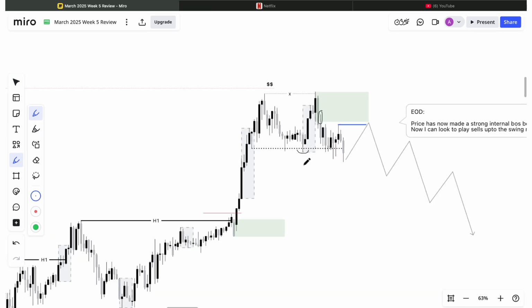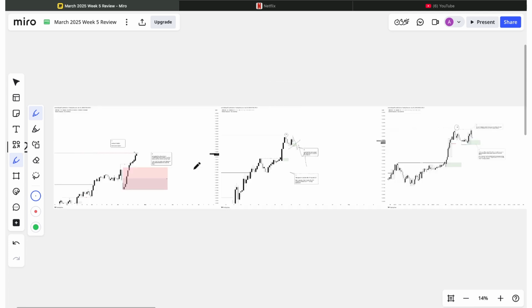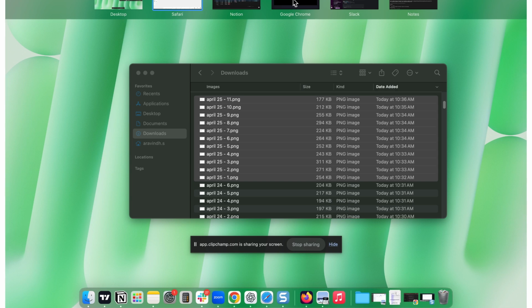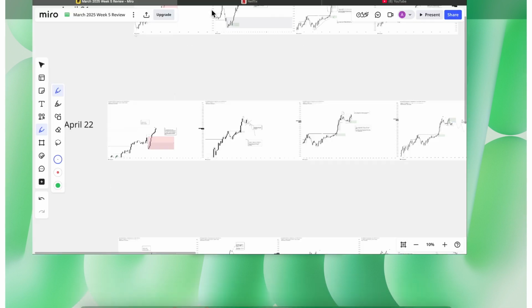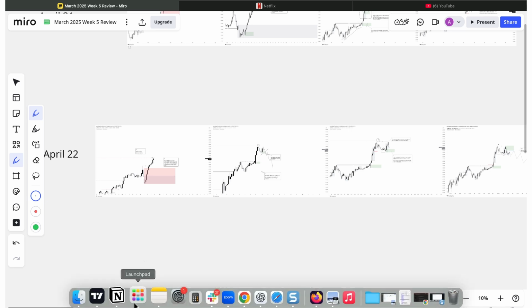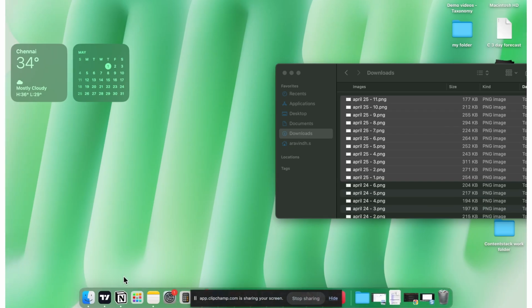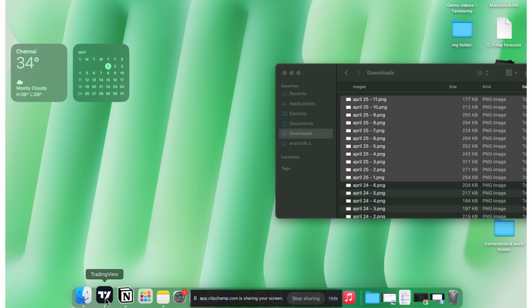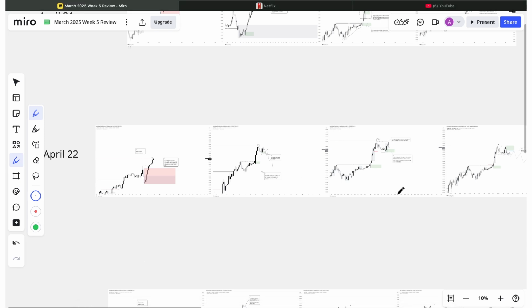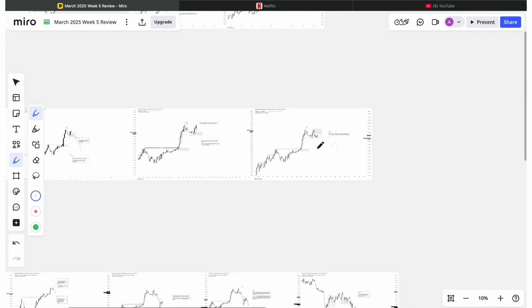But I can check this out. So let me check this out real quick. April 22, 2024. I think TradingView is not open. Fine, I'll check it later.